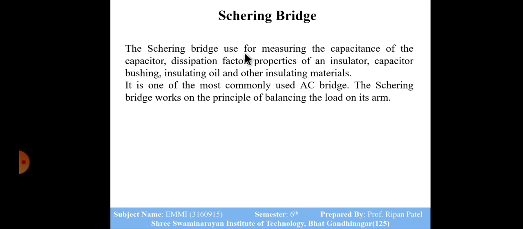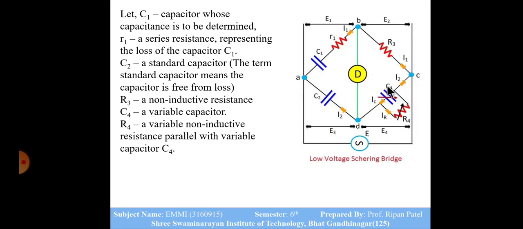Okay, the Schering bridge is used to measure the capacitance of a capacitor, dissipation factor, and properties of the insulator, capacitor bushing, insulating oil, and other insulating material. So mostly to measure this type of value we are using this Schering bridge. It is one of the most commonly used AC bridge methods. The Schering bridge works on the principle of balancing the load on the arms. Okay, so here you can see the circuit for that.